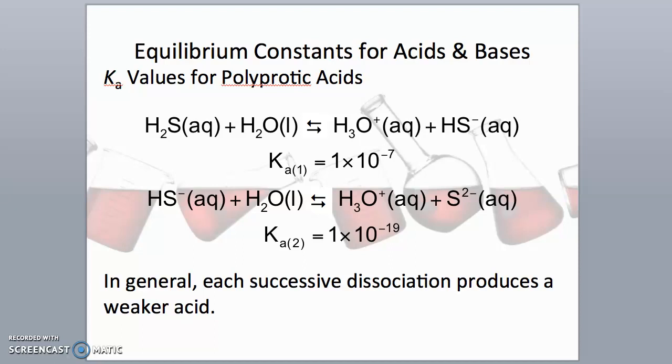When we have a polyprotic acid, there's more than one donatable proton. H2S is an example. The hydrolysis reaction is shown with the Ka value. Since H2S is polyprotic, it can donate an additional proton, as seen in the second reaction. The K value for the second reaction is much smaller than the first, and this is the trend for polyprotic acids. The first Ka is always the larger.